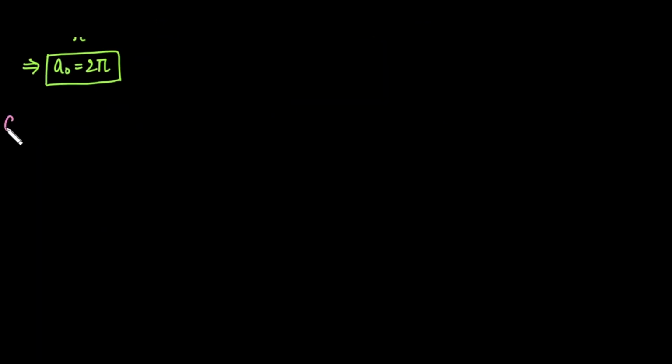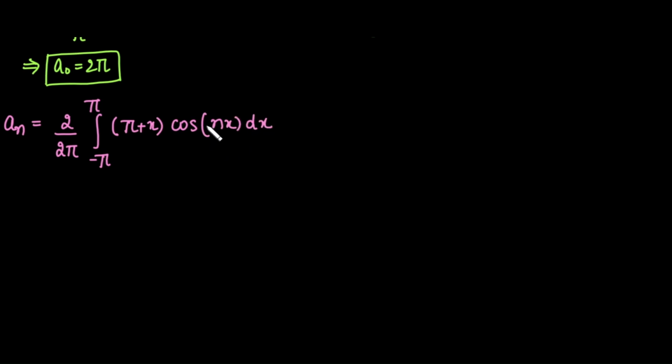Now calculate the value of an. So an is calculated as 2 upon length of the interval 2 pi, from minus pi to pi. Function in this case is pi plus x, cos of n into x dx. Basically it is a cos of 2n pi x by length of the interval 2 pi. So we are getting in this case n into x.